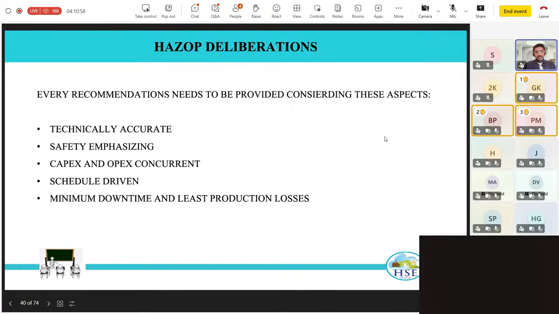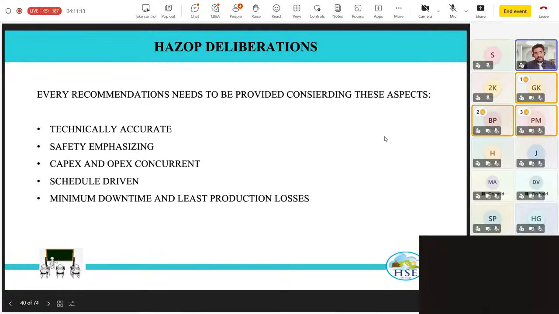I look at the recommendation with the following aspects or approaches. First, every new recommendation needs to be provided considering these aspects. It should be technically accurate. That is the most important one. There should be an emphasis on safety, because a solution could be technically right but lacking safety, or it could be the other way around.